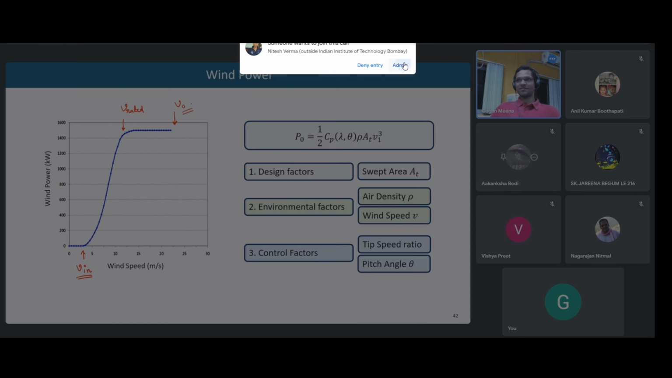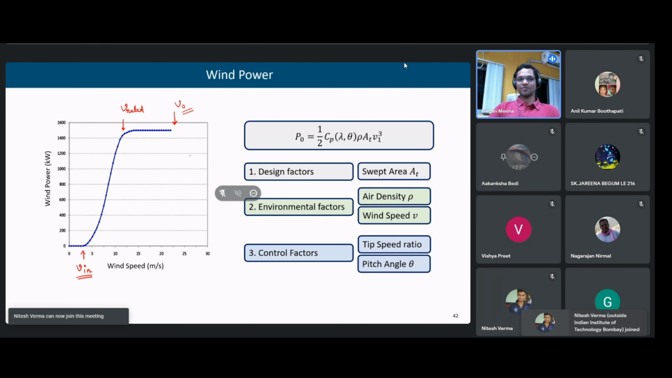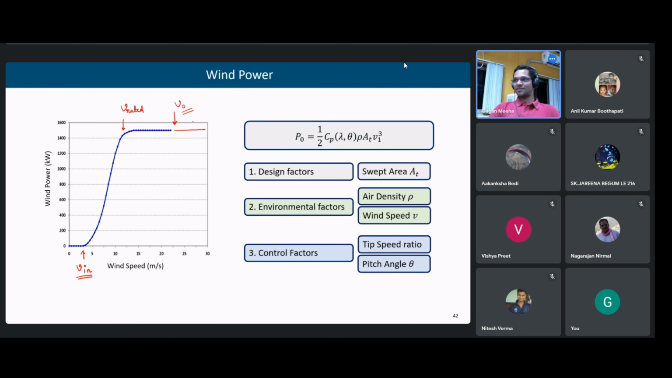Above this speed, there is no power, so we stop the wind turbine. Beyond the rated speed, we have to maintain the power at the rated power. Beyond this V naught, the speed is so high that the wind turbine cannot tolerate it, so it has to stop. And below the V in, the wind speed is very low, so it is inadequate for generation.